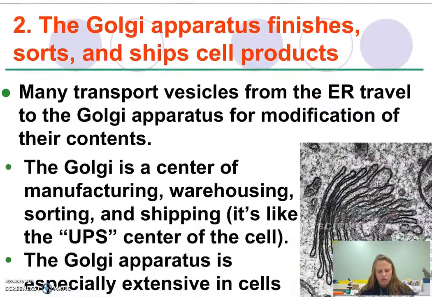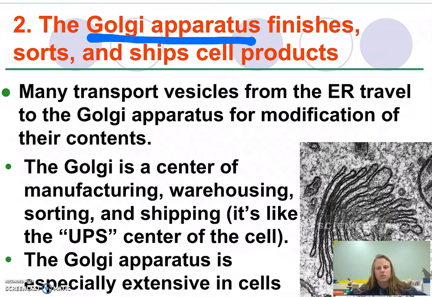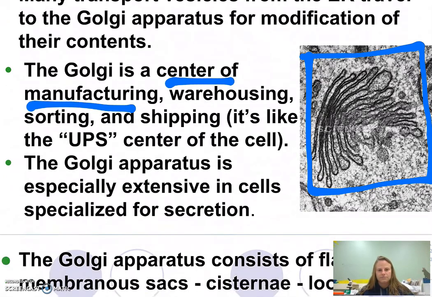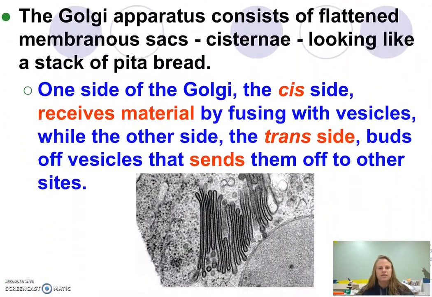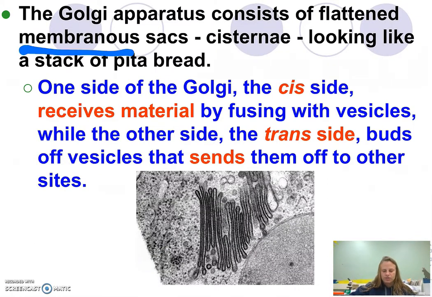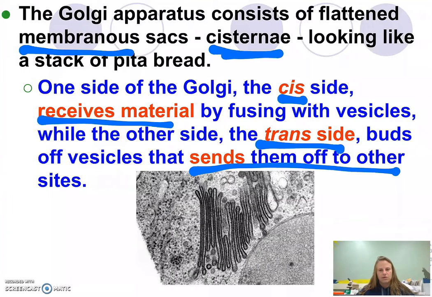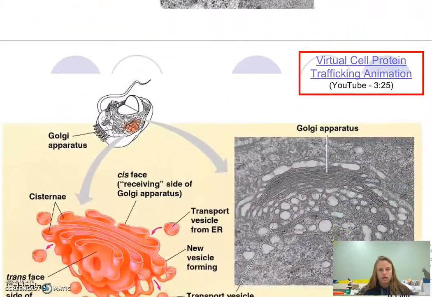And now let's move on to the Golgi apparatus, right? So the Golgi apparatus is what finishes, sorts, and ships cells. It's like the center of manufacturing. It sorts and then ships out the protein to where it needs to go. So essentially, it's kind of like a post office. And it kind of looks like a stack of pancakes where those membranous sacs are known as cisternae. So one side of the Golgi, the cis side, is going to receive material, whereas the trans side is going to send them off to where they need to do their job.